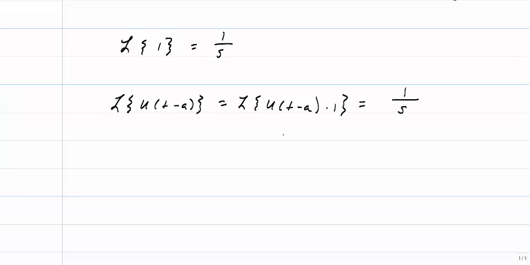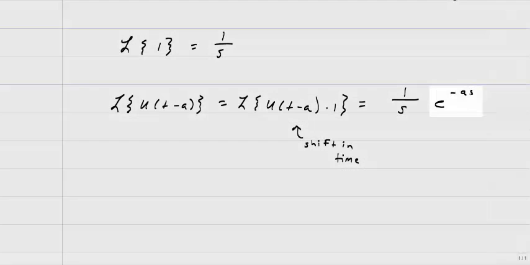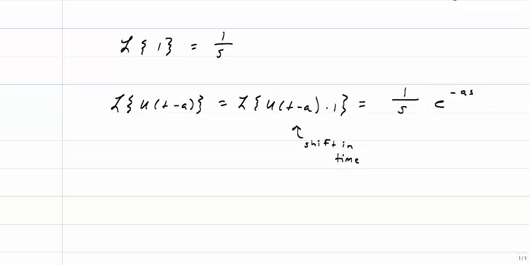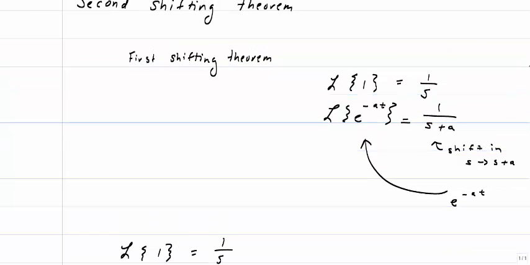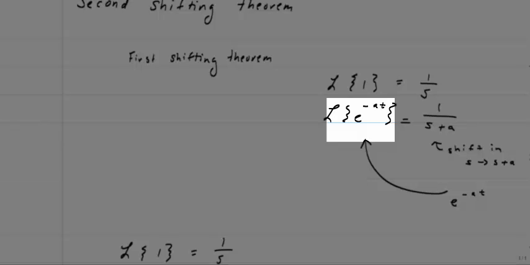But what we have is a shift in time. And just like before, a shift in s caused an e to the negative at in the time domain. What happens when I shift in the time domain is an e to the negative as in the s domain, in the Laplace domain. Notice in this case, the shift in time is t minus a, and the resulting exponent in the s domain is e to the negative as. That's different than what happens when we use the first shifting theorem. I have an e to the negative at, but then it's a s plus a in the s domain.